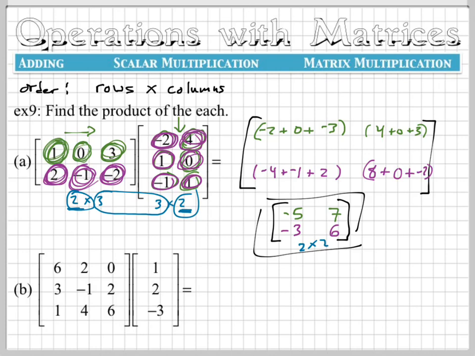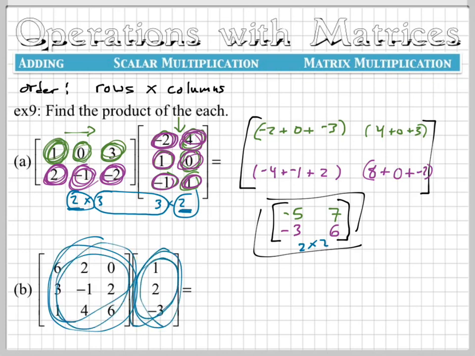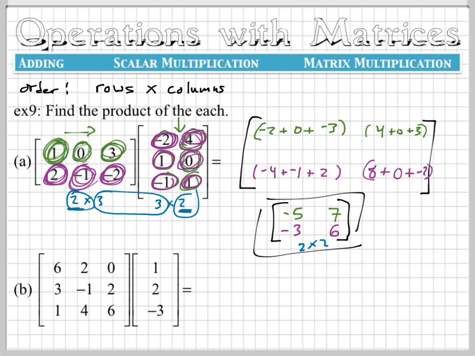Okay, this next one right here, B, looks a little different. We have a really big matrix right here, a 3 by 3, and we have a little small matrix right here. It just only has one column. What's the order of the first? 3 by 3. And what's the order of the second one? 3 by 1. What number do you say first, rows or columns? Rows. So it's a 3 by 1. Okay, do these numbers match? So we're good. That means we can do it. So you guys ready to do this?